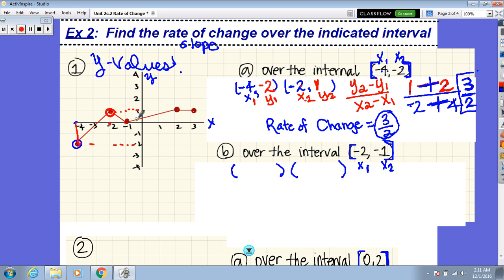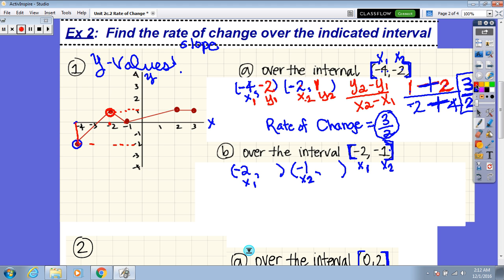Now we're going to go to where x, the first x, is negative 2. And the second x is negative 1. So please remember, when they give you two numbers inside of braces, it has to be braces. Then they're giving you two x values. Now let's go to our chart so we can get our y values. So the y comes from the graph.